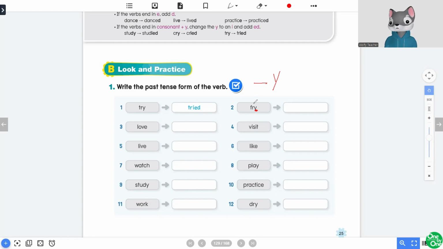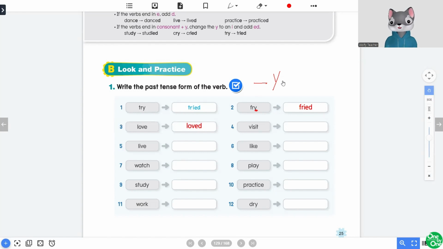Then what would the answer be? Of course, we delete the Y and put an IED at the end. Let's see if it's correct. Yeah, fantastic. Next one, number 3, love. It ends with an E, so what do we need only? We only need a D at the end.